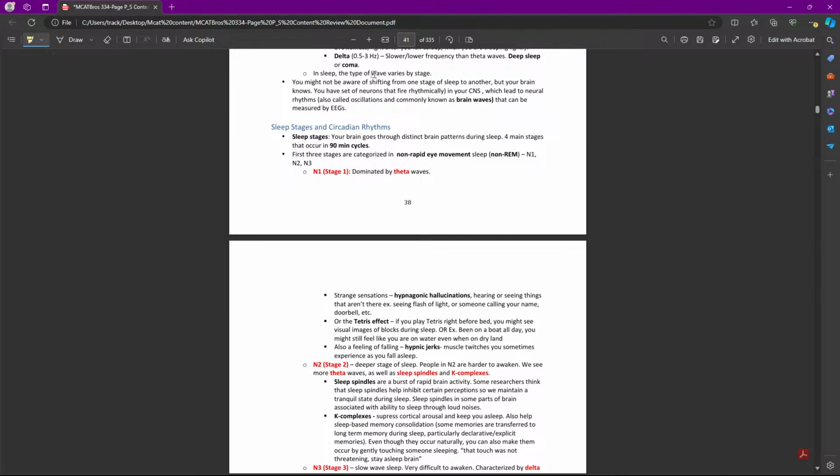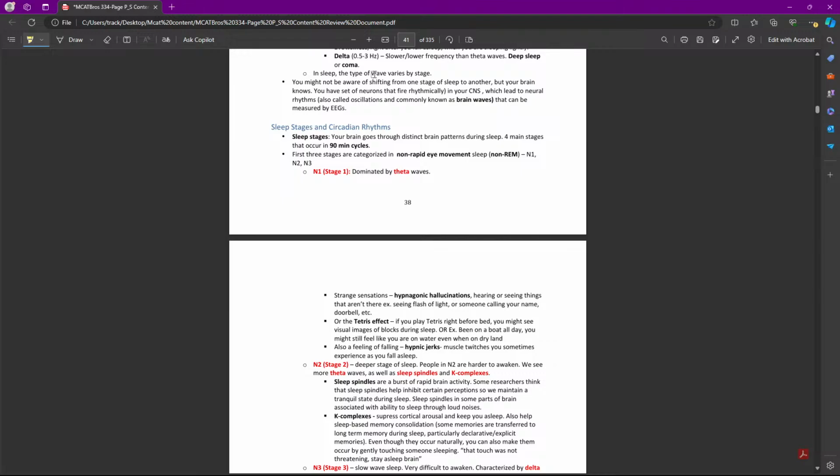So, N1 is non-rapid eye movement stage 1, and it's dominated by theta waves. Okay? Strange sensations: hypnagogic illusions, hearing or seeing things that aren't there, like seeing a flash of light or someone calling your name. Or the Tetris effect: play Tetris right before bed, and you might see visual images of blocks during sleep. If you've been on a boat all day, you might still feel like you're on water, even on dry land. Also, the feeling of falling, the hypnic jerk, muscle twitches you sometimes experience as you fall asleep.